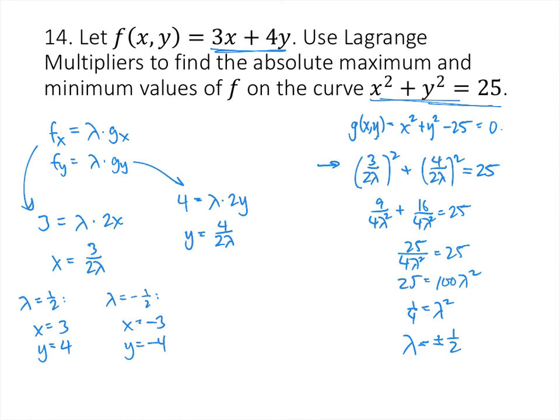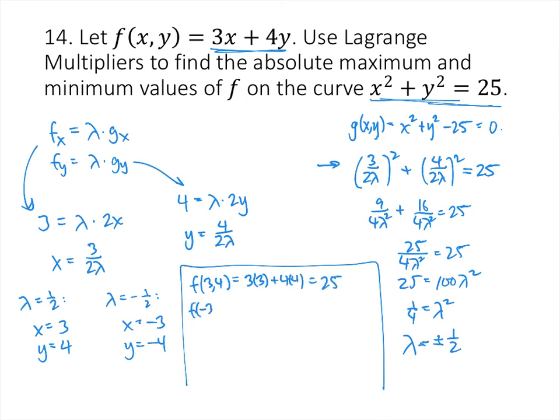So how do we know which of those is the maximum and which of those is the minimum? Well, we're going to take those two values and plug them into our objective function. At 3, 4, my function value is 3 times 3 plus 4 times 4, which is 25. And at the point negative 3, negative 4, my function value is 3 times negative 3 plus 4 times negative 4, which is negative 25. We get two values, so the bigger value is our max, and the smaller value is our min. And that's our solution.